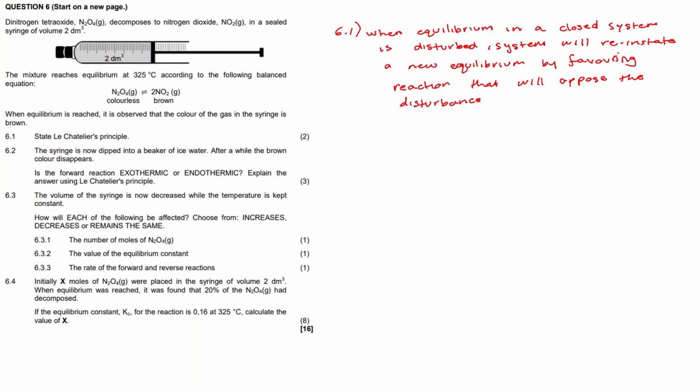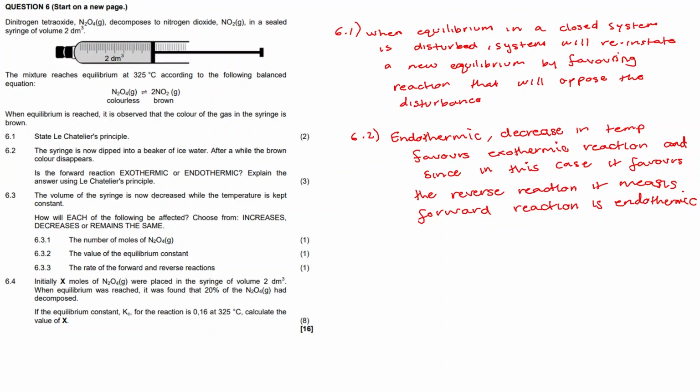Question 6.2. The syringe is now dipped into a beaker of ice water. After a while, the brown color disappears. Is the forward reaction exothermic or endothermic? Explain the answer using Le Chatelier's principle. So, the forward reaction is therefore endothermic, as a decrease in temperature favors an exothermic reaction due to heat being produced in an exothermic reaction. And since the decrease in temperature favors the reverse reaction, this shows that the forward reaction is endothermic.